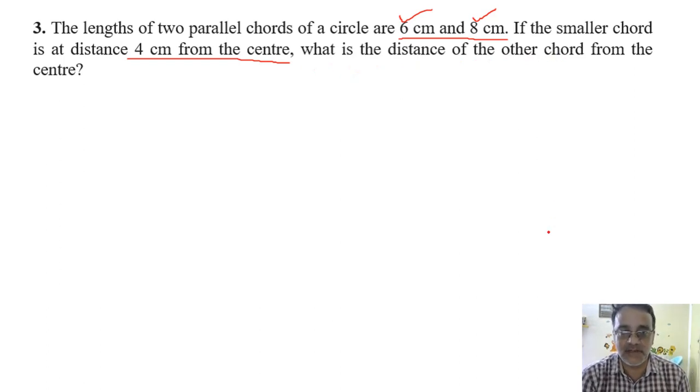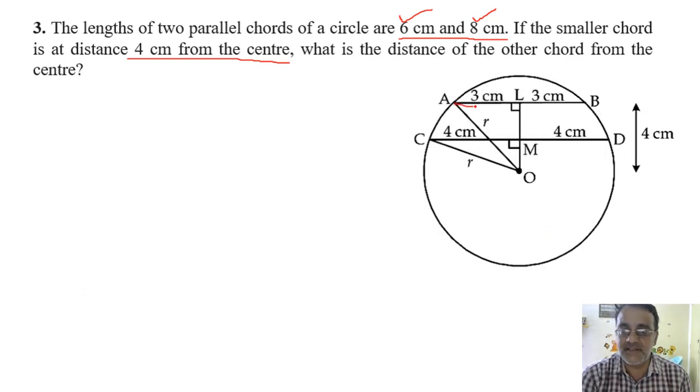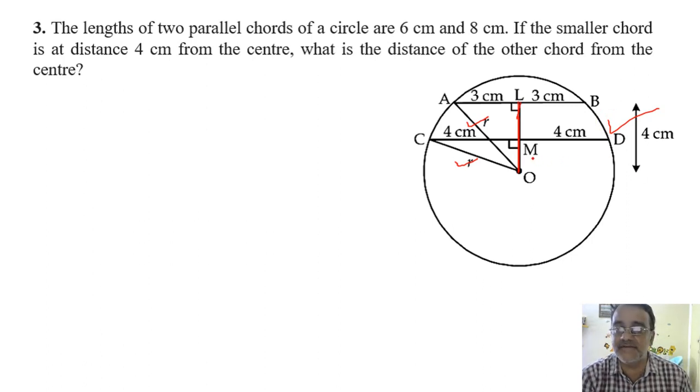So first we draw the diagram. This is the smaller chord and this is the larger chord. Okay, 6 centimeter, 8 centimeter. And let the radius of the circle be r. So we'll join OA, OC, both are equal to r, and the distance of the smaller chord from the center is 4 centimeter. This is 4 centimeter. And what we have to find is the distance of the larger chord from the center. We have to find OM in this question.